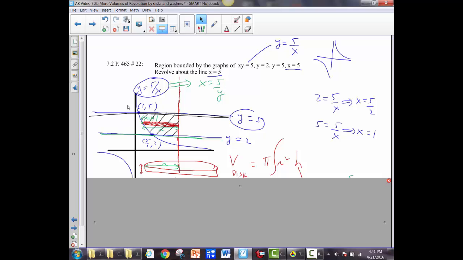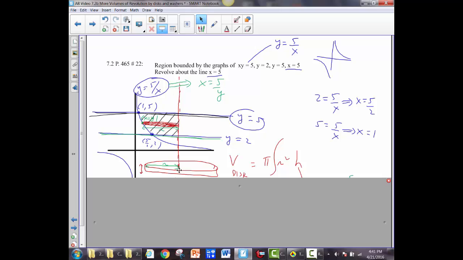So here is your y equals 5 over x in quadrant 1. Here's y equals 2, here's y equals 5, here's x equals 5. So if you drew them in all different colors, the region is the closed-in region bordered by all 4 colors. So it's this striped one. We're going to rotate about the line x equals 5, which is one of the borders, so it will be a disk.